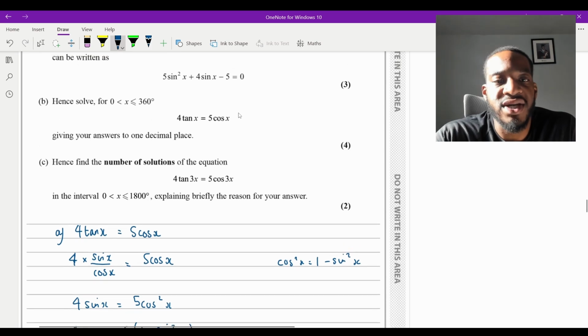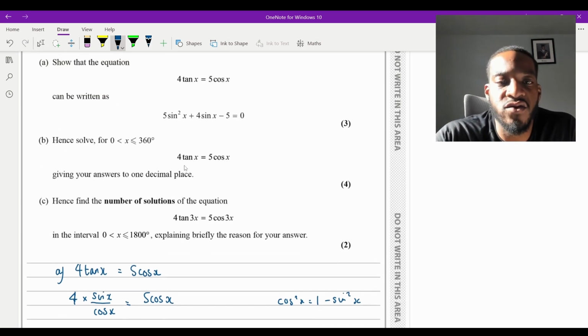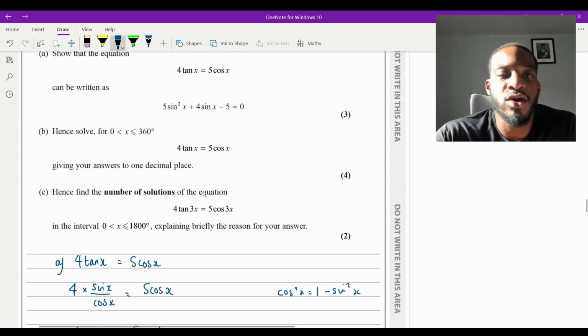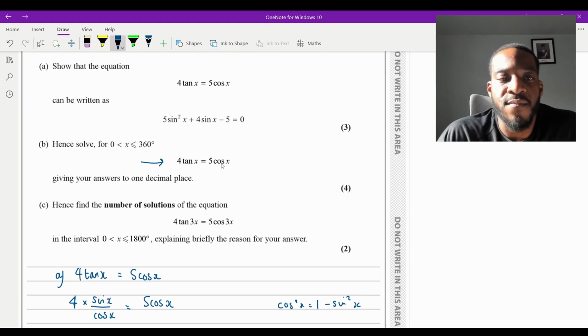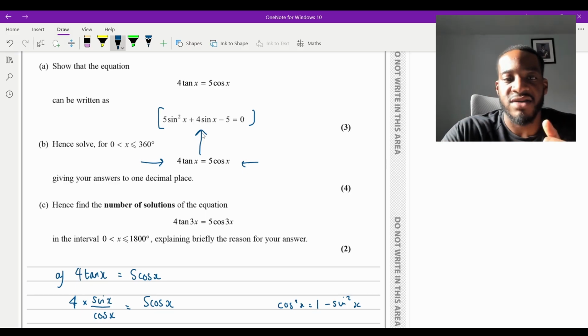So that's done. Part B says, hence solve for x between 0 and 360, 4 tan x is equal to 5 cos x. Give your answer to one decimal place, for 4 marks. Okay, so we need to solve this equation. In part A, we showed that this equation can be written as this equation. So the solutions to this equation here are the exact same as the solutions to that equation there, because they're the same thing, just in different forms. So I'm going to solve that one because that's something we're familiar with.